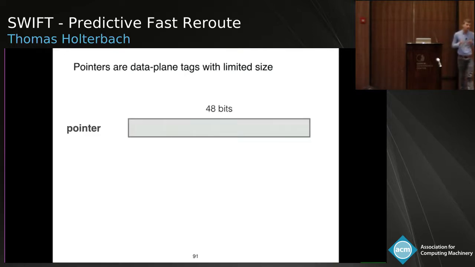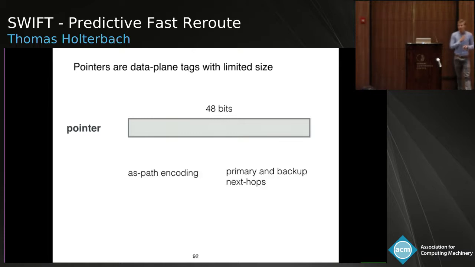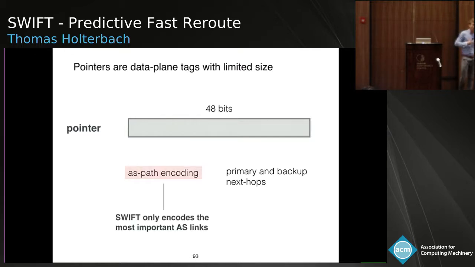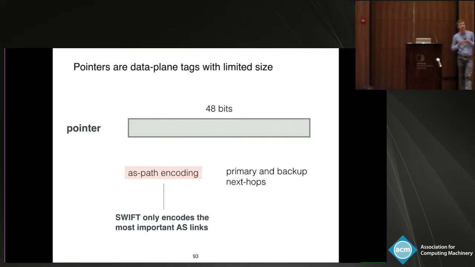The pointers, though, have a limited number of bits. Right? They have 48 bits. I will explain why 48 later, but let's consider 48 bits for now. In the pointers, we then need to encode two different pieces of information, the AS path, as well as the primary and backup next hop to use. The problem, though, is that it's not possible to encode the entire AS graph in the pointers because there are too many AS links. So we have designed an encoding algorithm which only encodes in the pointers the most important AS links. And the most important AS links are the links having a high number of prefixes traversing them. Right? Because if one of them fails, it would imply downtime for many destination prefixes.